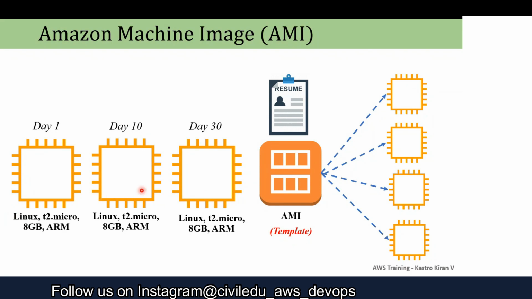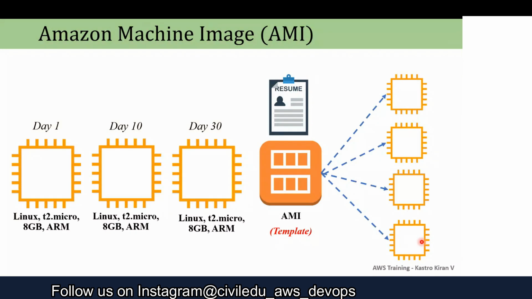Here I'm just telling that 4 or 5 instances, but in real-time scenarios, you might need to work with hundreds of instances. In that case, how will you do? Are you going to launch all these hundreds of instances each and every time? No, it is not possible. You will waste too much time on such a scenario. So to avoid that, we have a concept called AMI.